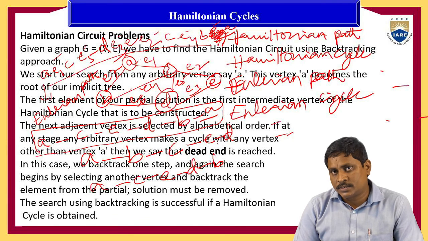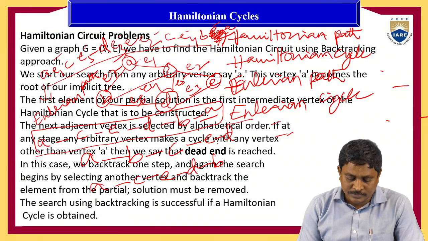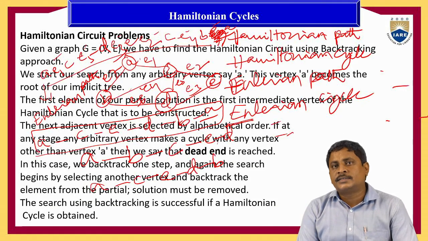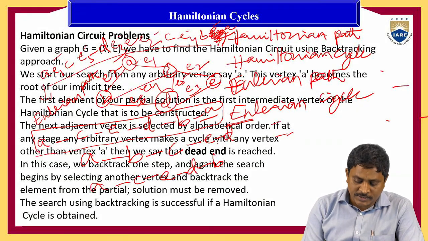An Eulerian cycle means we come back to the same starting point without repeating edges. That one is called an Eulerian cycle. Once again, I am repeating this.